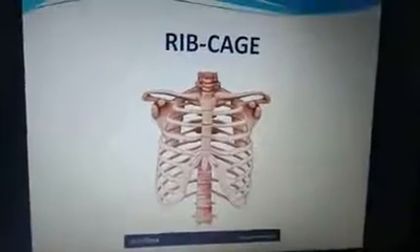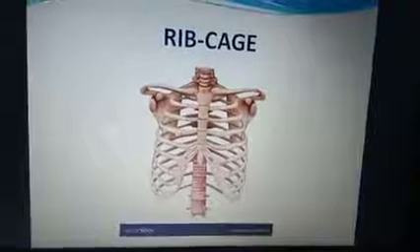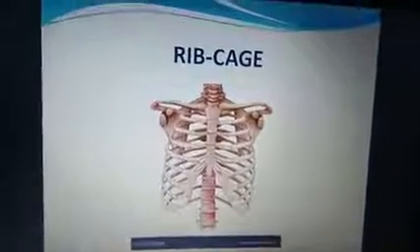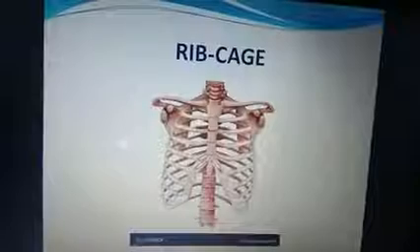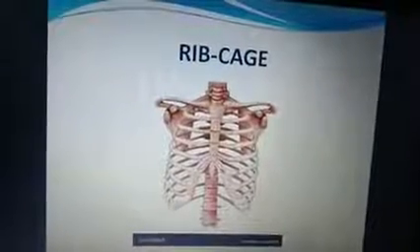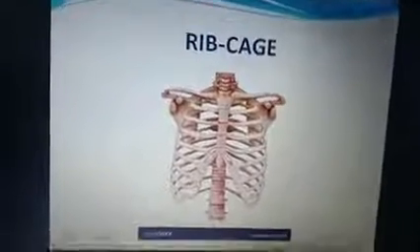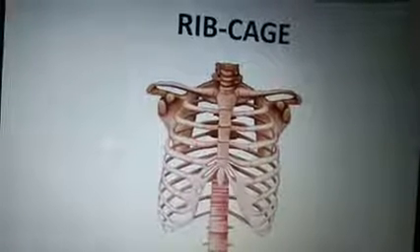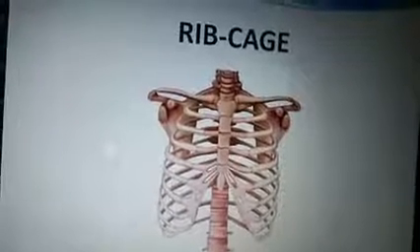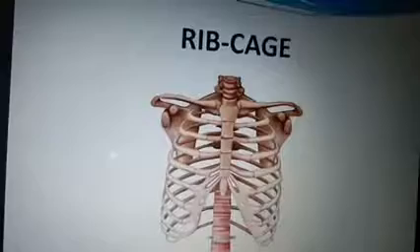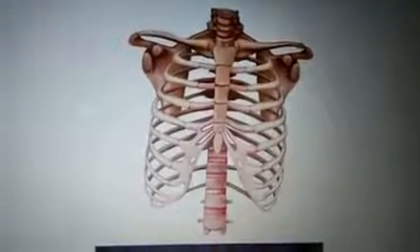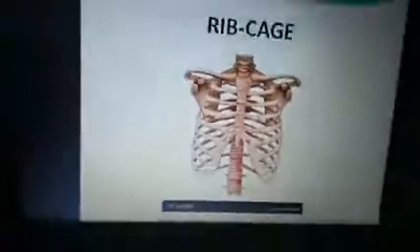And the third one, which we are going to discuss in the skeletal system, is the ribcage. So the ribcage is towards the front of the human being. It is made up of 12 curved bones. These curved bones are known as ribs. The ribcage acts as a protective framework for the heart and our lungs.